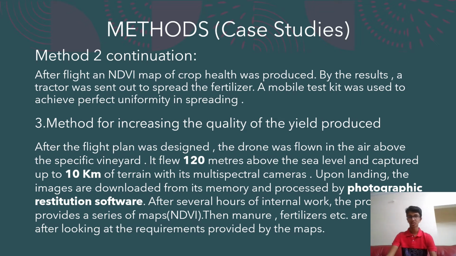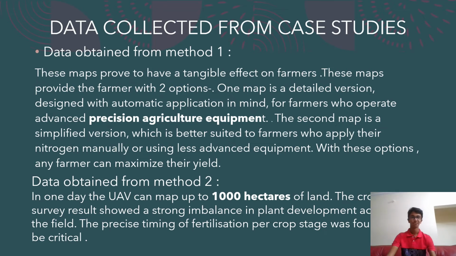Photographic restitution software is basically the science of photogrammetry. After several hours of internal work, the program provides a series of maps which are usually NDVI. Then manure, fertilizer, etc. are added after looking at the requirements produced by the map.